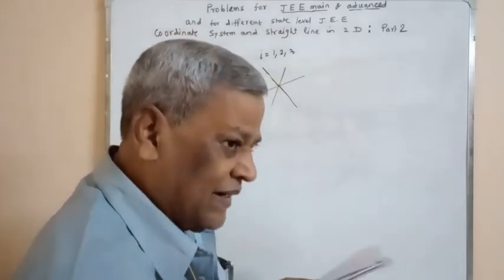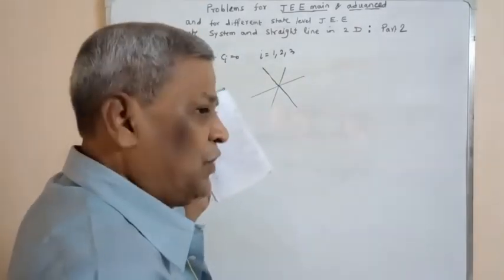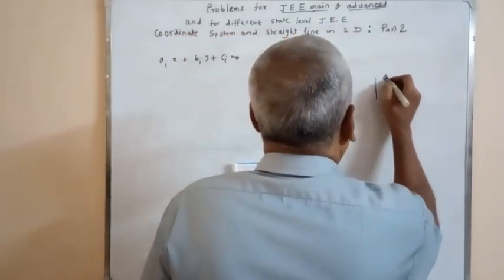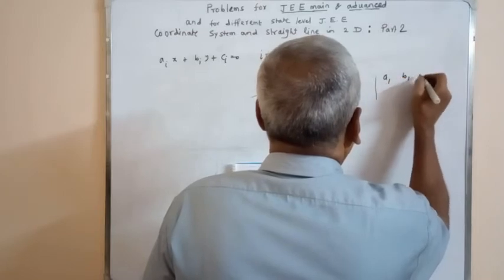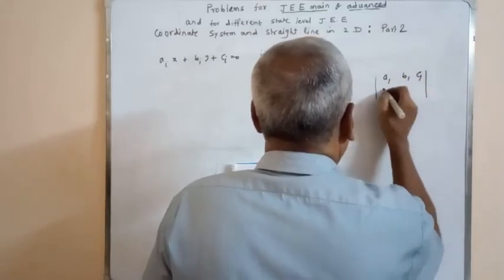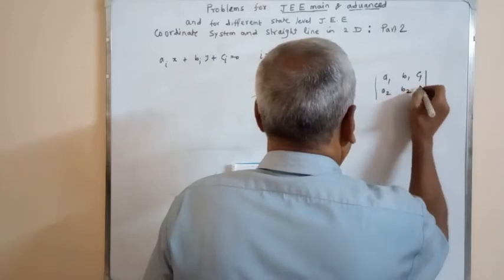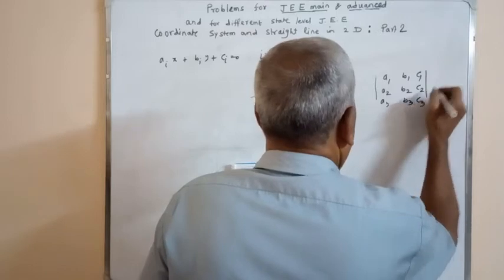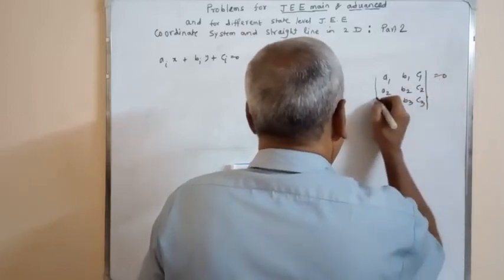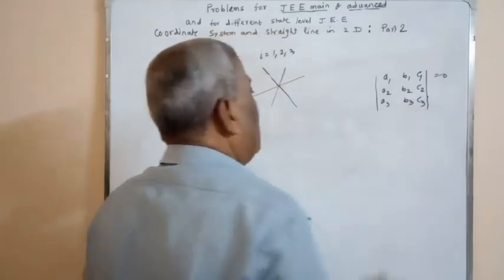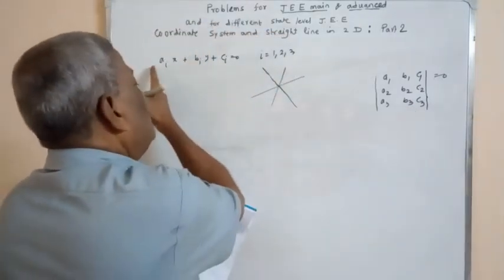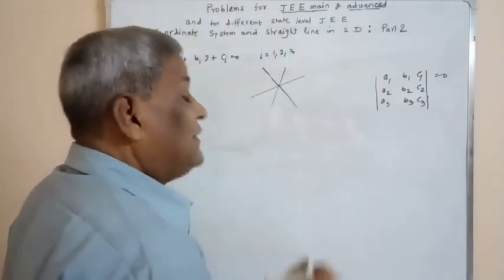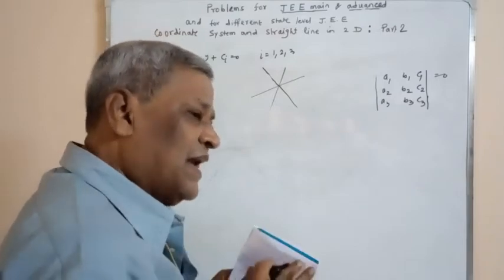By using a determinant, this is a very easy formula. If the determinant with rows A1, B1, C1; A2, B2, C2; A3, B3, C3 is equal to 0, where A1 is the coefficient of x in the first equation and so on, then these three straight lines are concurrent.